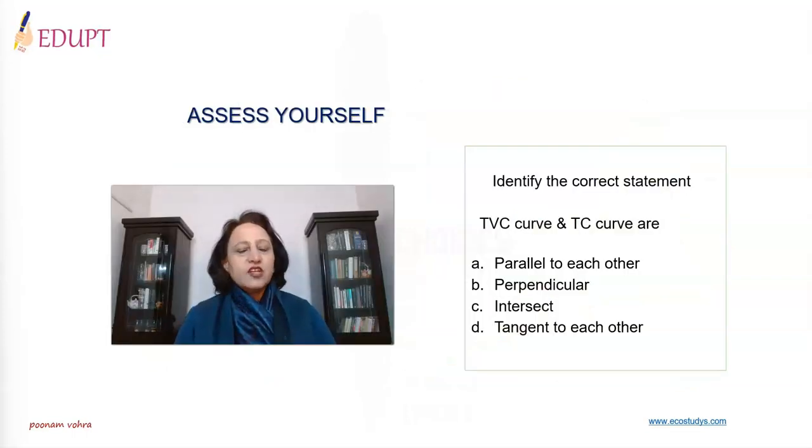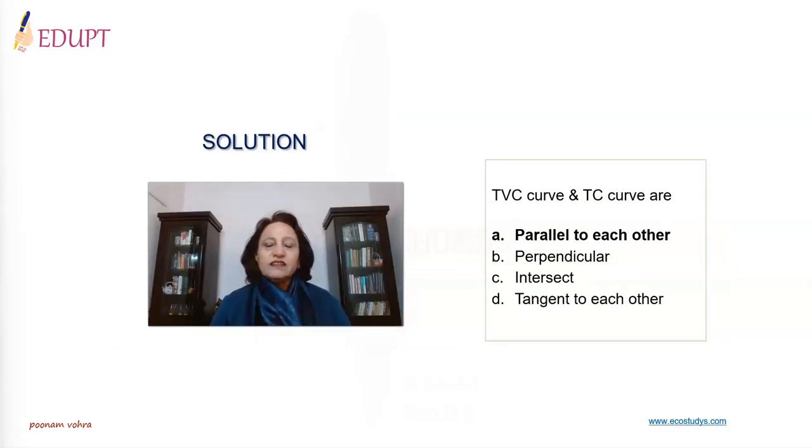Now assess yourself. A statement is given along with 4 options. Pick up the correct option. The statement is: total variable cost curve and total cost curve are option A, parallel to each other, B, perpendicular, C, intersect, and D, tangent to each other. Please check your answer. The correct answer is option A.